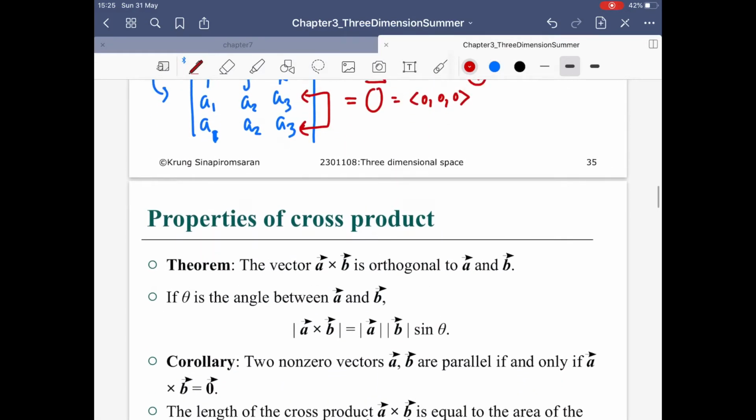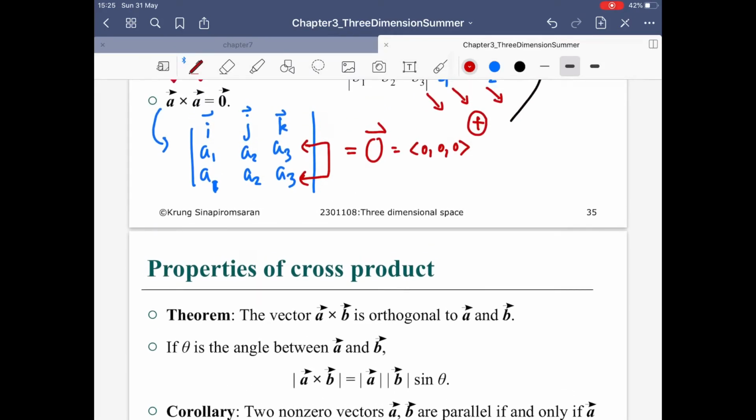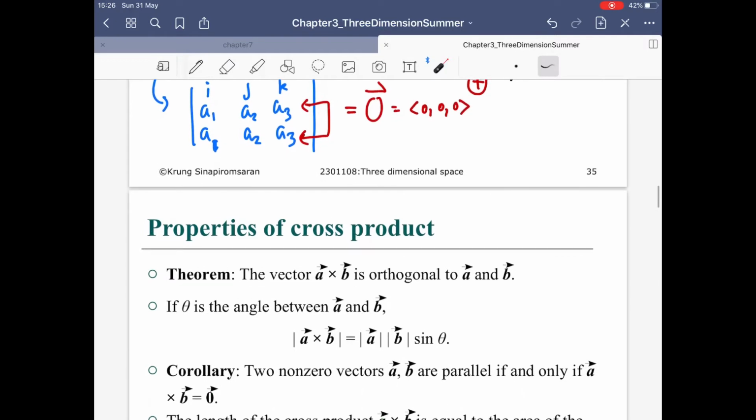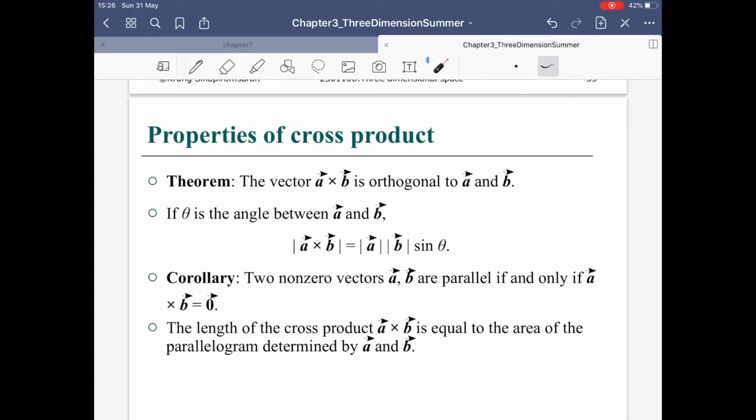And we got some theorems about the cross product. The first one is that the vector, this is the new vector, A cross B, is the one that is orthogonal to both A and B. The second theorem that we would like to share with you is that the length of A cross B is the length of A, the length of B, and sine theta, where theta is the small angle between A and B.